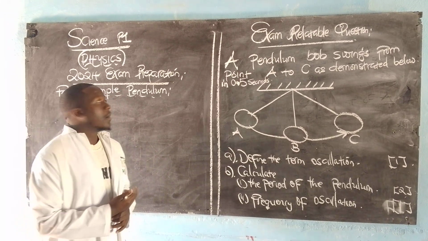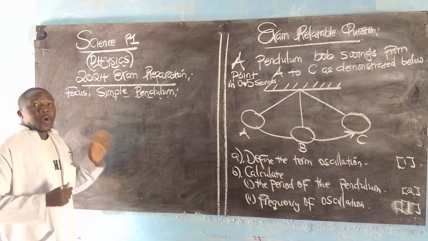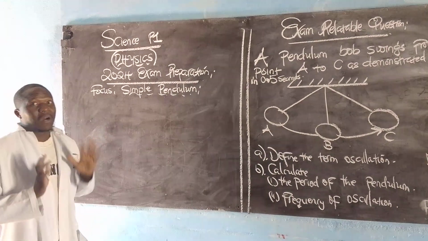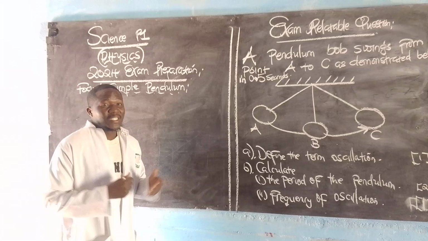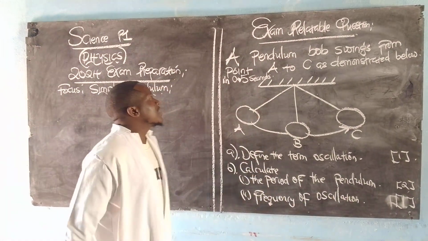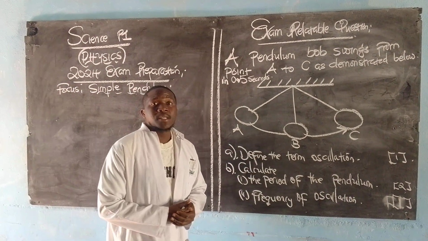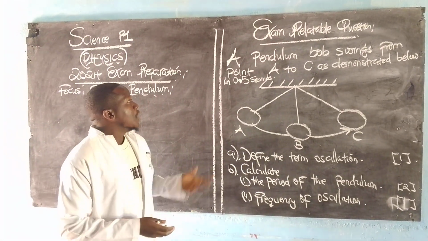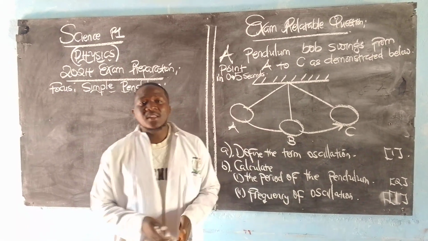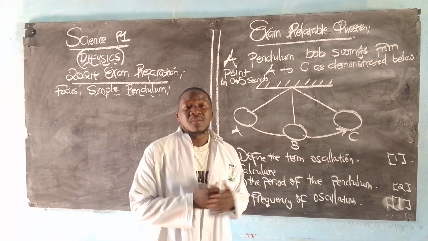In today's tutorial, we're going to consider Science Paper 1 under Physics, where we're going to place our focus on a simple pendulum exam preparational discussion. The question says, a pendulum bob swings from point A to C as demonstrated below in 0.5 seconds. A simple pendulum, scientifically, is a device that is used to measure time intervals.